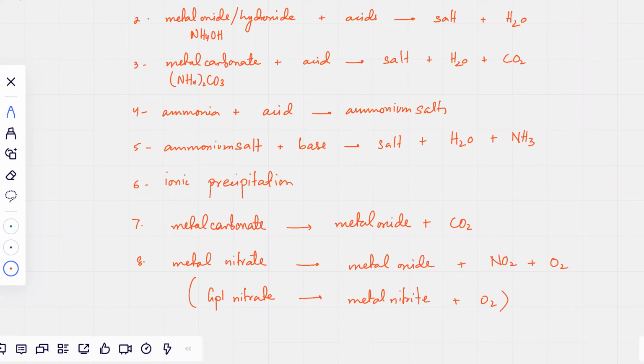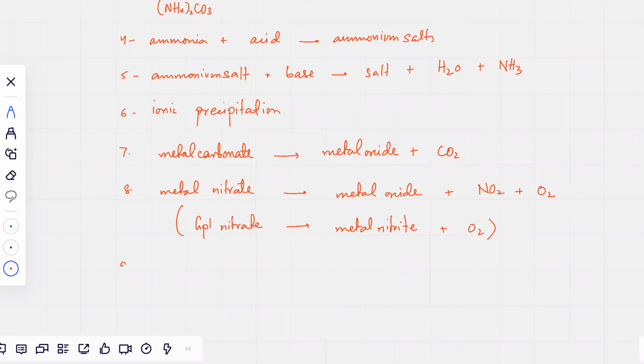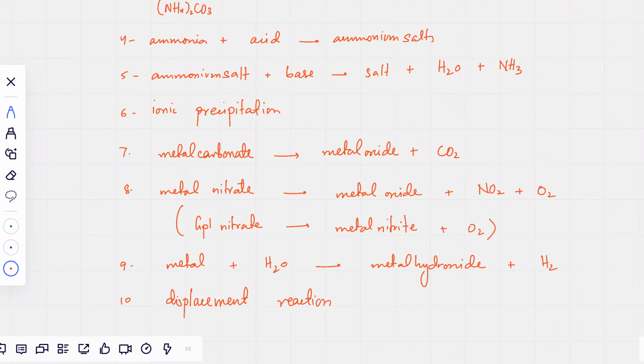plus O2. Number 9, you also did in O levels a reaction where you had metals reacting with water. And when they react, they will produce metal hydroxides, like sodium reacting with water, and hydrogen gas was given off. What else? You did displacement reactions, like a more reactive substance would displace a less reactive substance. And there was decomposition of hydroxides as well.